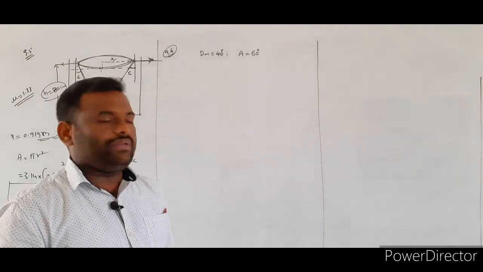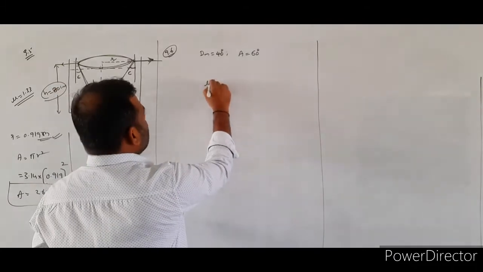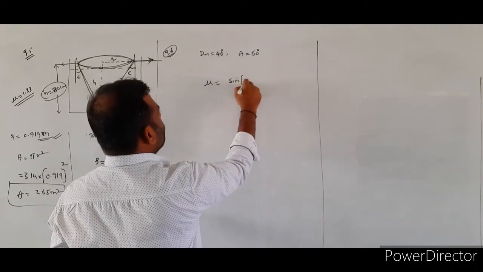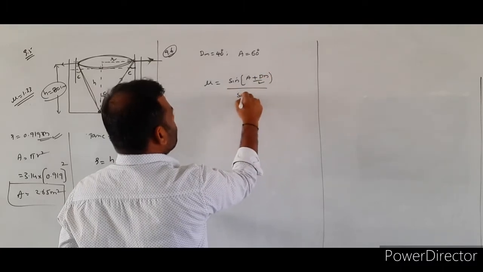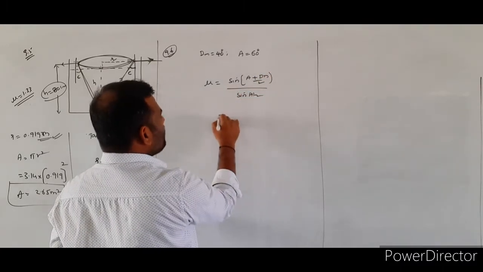First, what they are asking: calculate the refractive index of the given material of the prism. So what is the formula for the refractive index? Mu is equal to sin of (A plus Dm) by 2 by sin A by 2.